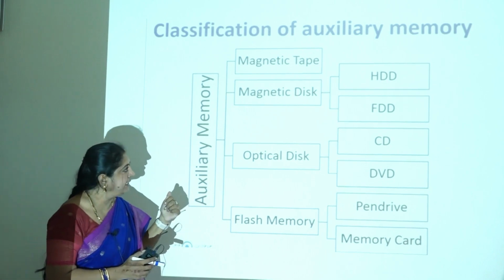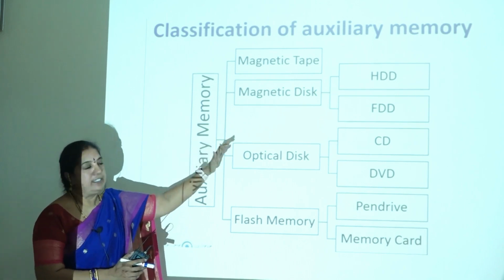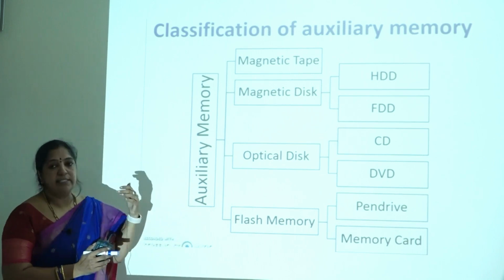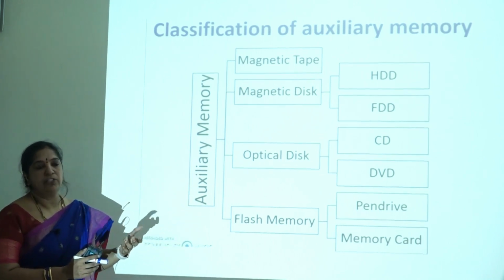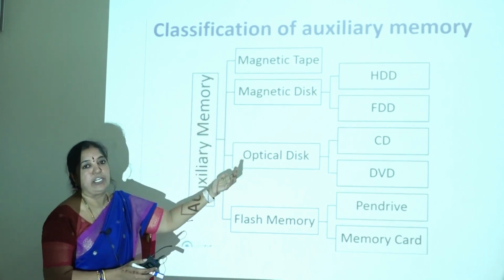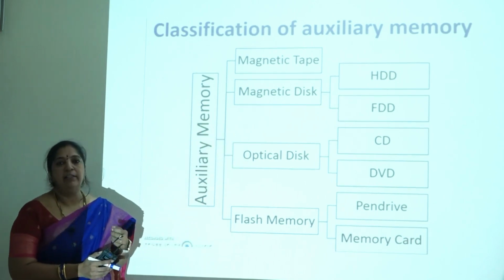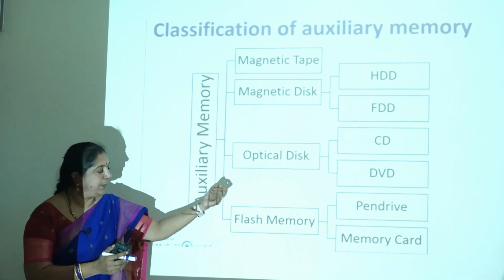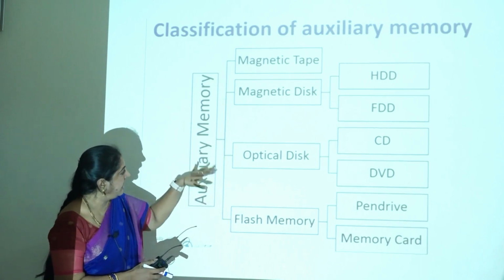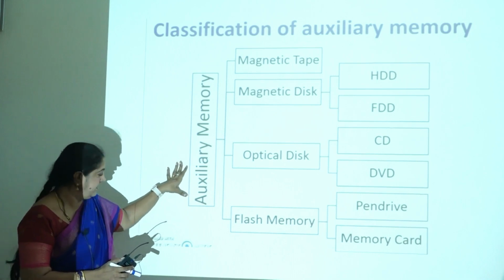Then came magnetic disks: hard disk drives, floppy disk drives and all these come under magnetic disk. Then we have optical disks, CDs and DVDs, which we are even using now; all of that comes under optical disk. The technology of how we store and access the data will differ here. Then we have flash memory, the memory cards and pen drives, which are very easy to access and easy to store on. Together, all of these come under auxiliary memory, which is also known as secondary memory.